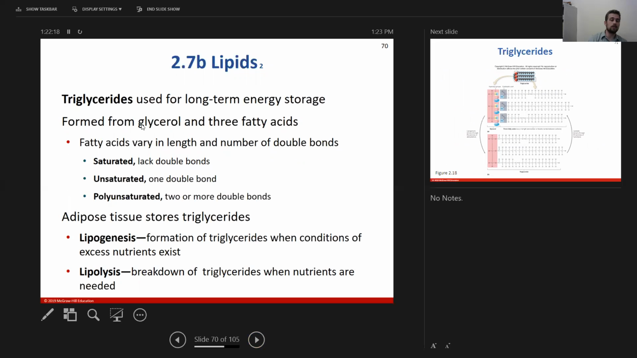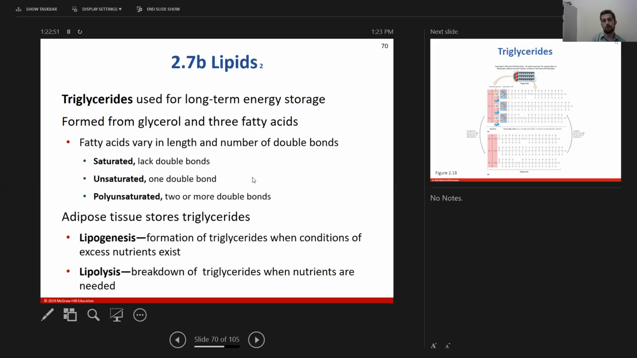So triglycerides are really great for long-term energy storage. We form these from a glycerol and 3 fatty acid chains. The fatty acid chains can vary in number, length, and the number of double bonds. A saturated triglyceride is going to be completely straight. There are no double bonds on those fatty acid chains, and so they stack up very neatly.